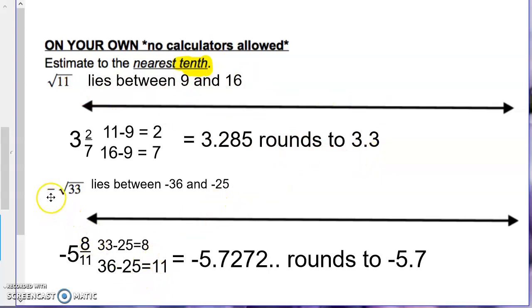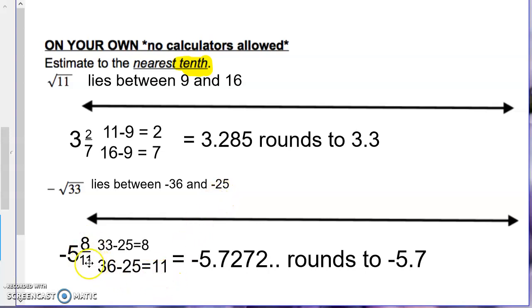Next, on your own, one is, what is the approximate answer to the negative square root of 33? Well, the negative square root of 33 lies between negative 36 and negative 25. So it would be approximately negative 5 point something. So then to figure out what that something is, I take 33 minus 25, that gives me 8 for my top number, and then I find the distance between those two numbers, which is 36 minus 25 is 11.